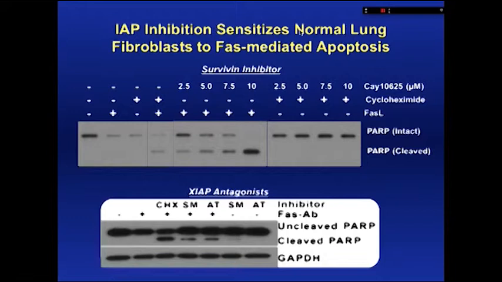And it's a very similar story when we use antagonists of XIAP. Here we see that the combination of Fas and cycloheximide will induce apoptosis. When we treat with the Fas antibody alone in the presence of either of the XIAP antagonists, we can induce apoptosis. But when we treat with the XIAP antagonist alone in the absence of Fas, there's no induction of apoptosis.